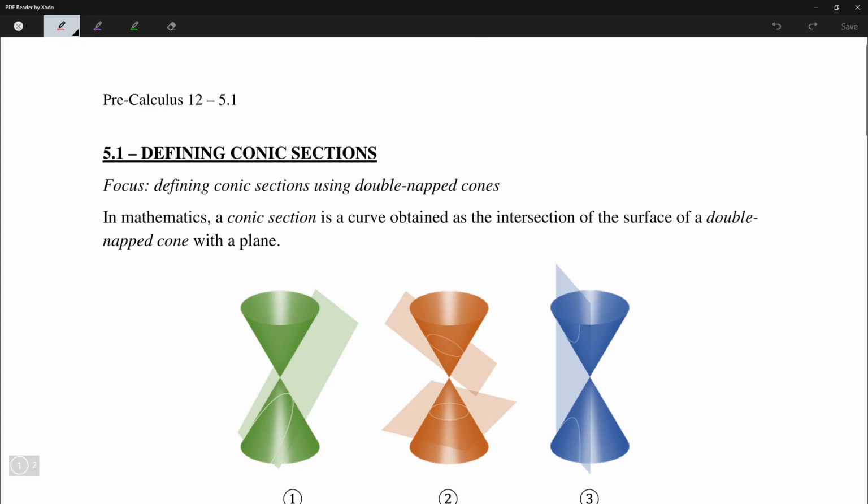So as we can see here in diagrams, we have a plane and two cones that are connected at a single point. Each one of these cones is called a nap.